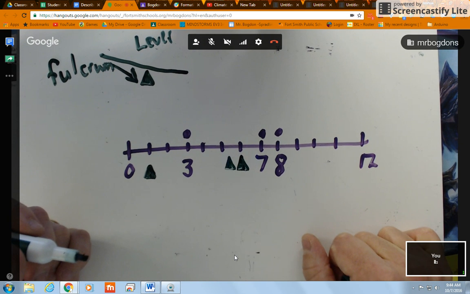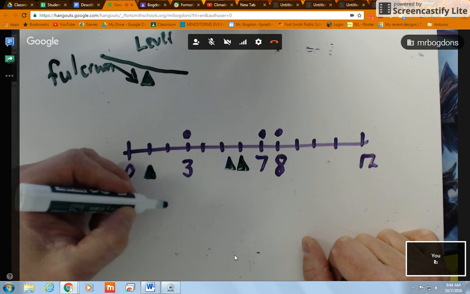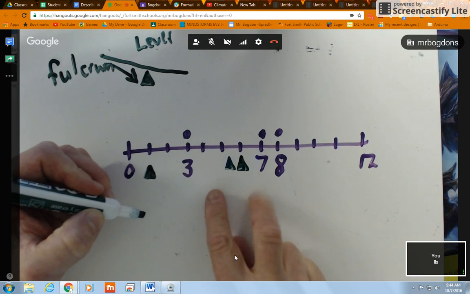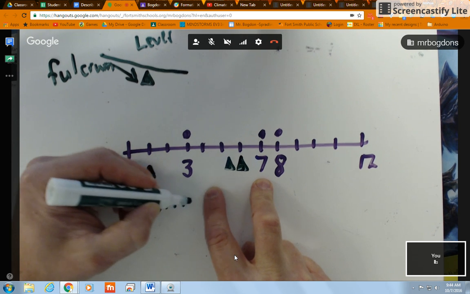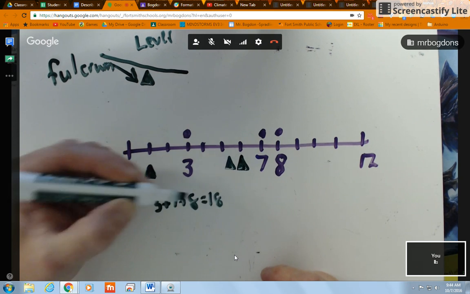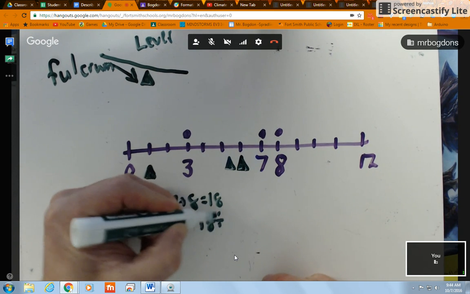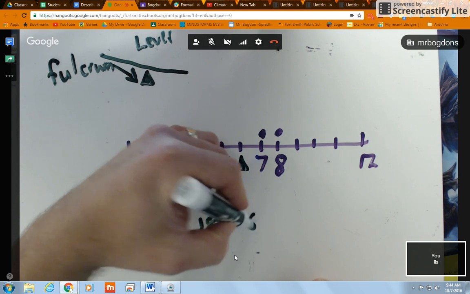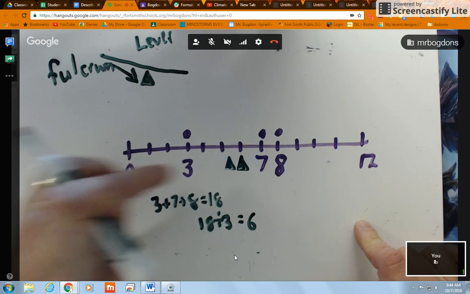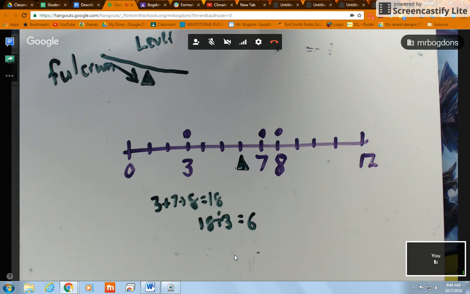What are the steps I would use to prove 6 as a balance point? Okay, so 3 plus 7, that's clearly 10. That's going to be 18, and we know that 18 divided by 3 is equal to? 6. Okay, so 6 as a balance point appears to make sense. That's really good.